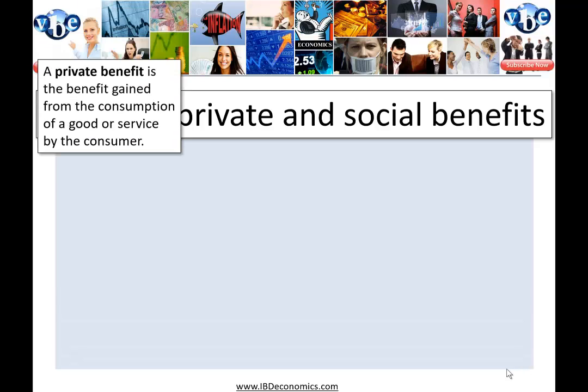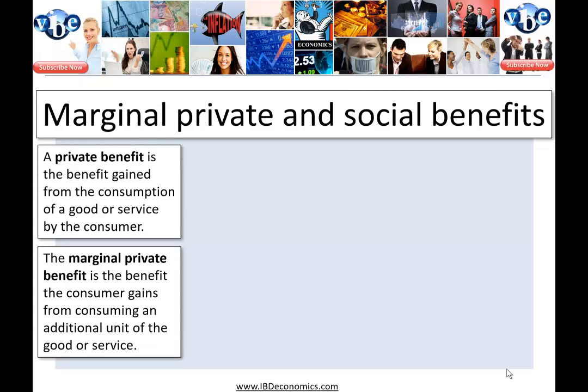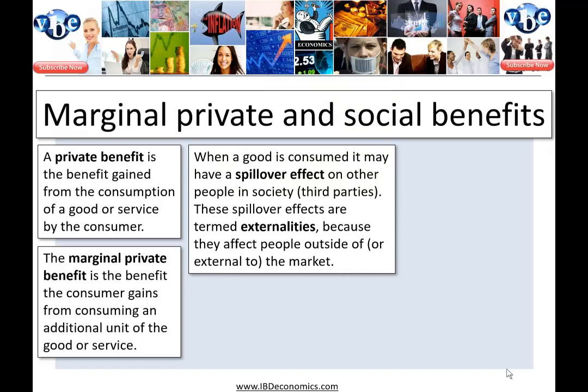Marginal private benefit, marginal social benefit. That private benefit is a benefit gained from the consumption of a good or service by the consumer. Marginal private benefit is the benefit the consumer gains from consuming an additional unit of the good or service. Now, when the good is consumed, it can have a spillover effect. That's that externality. That's the effect on others in society, which we call third parties. Third parties because they are not involved in the transaction of producing or consuming. And these spillover effects are termed externalities because they are external to the market.